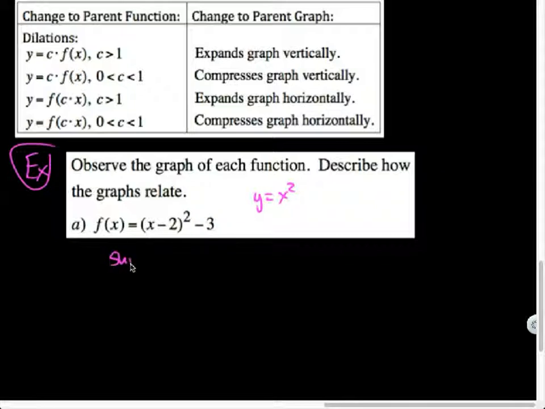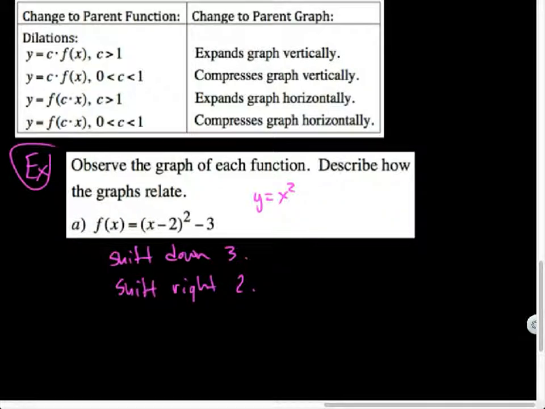So it's been shifted down 3. And what do you think this minus 2 does to it? Yes, in the opposite direction you might first suspect, right? Shift right by 2 units. So this has had kind of 2 things occur to it.